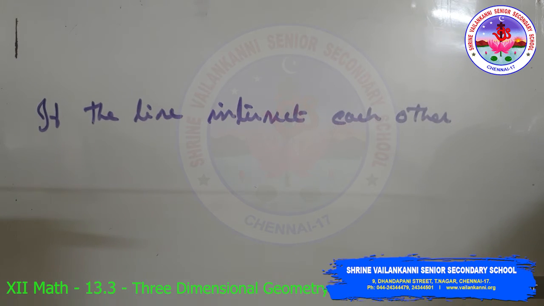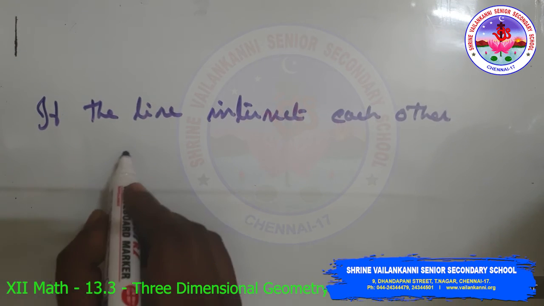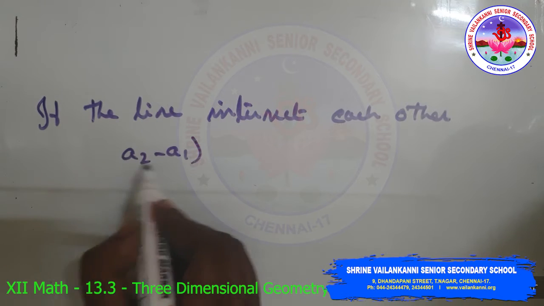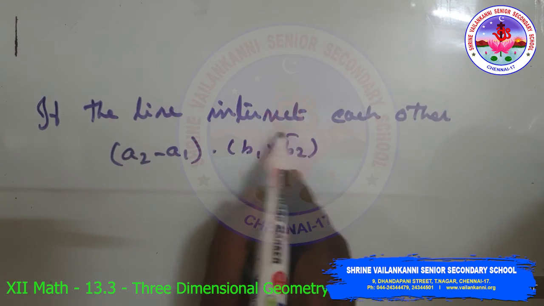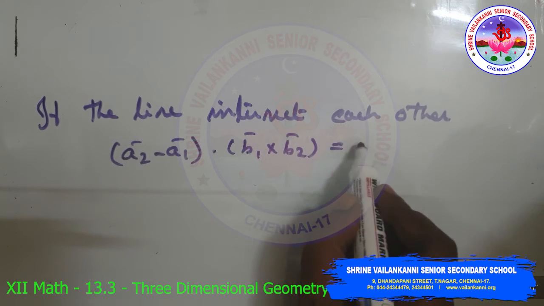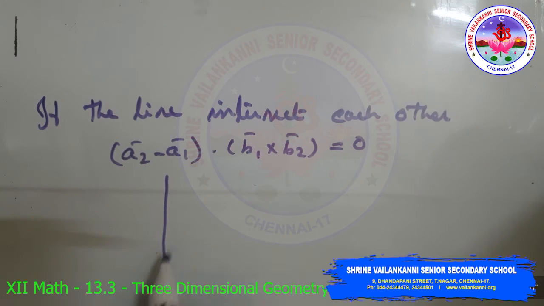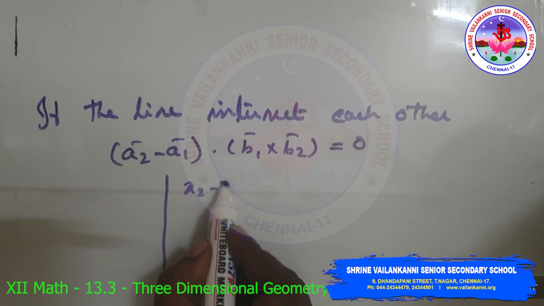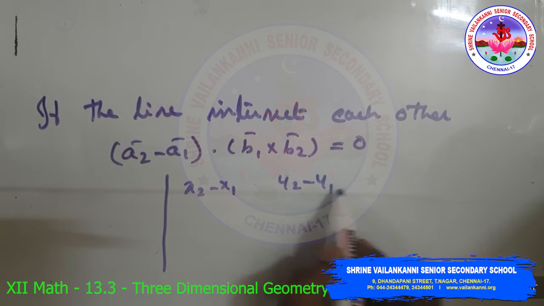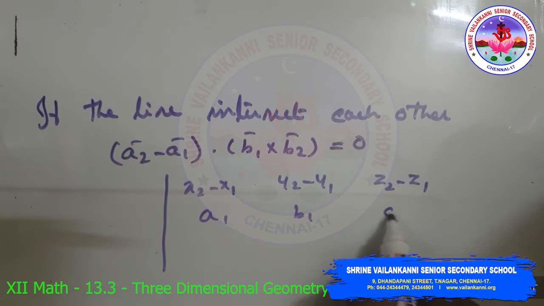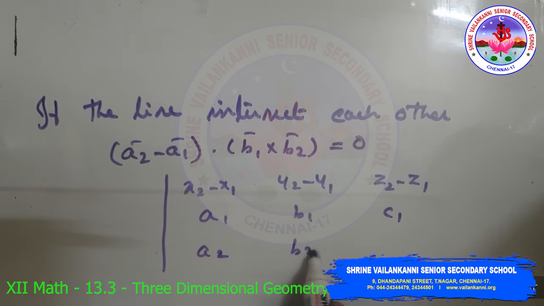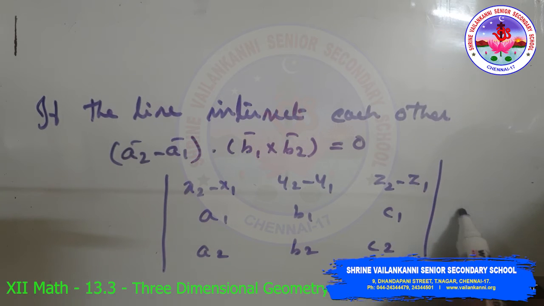If the lines intersect each other, then a2 minus a1 dot b1 cross b2 vector is equal to 0. So in Cartesian form, the determinant with rows x2 minus x1, y2 minus y1, z2 minus z1; a1 b1 c1; a2 b2 c2 is equal to 0.